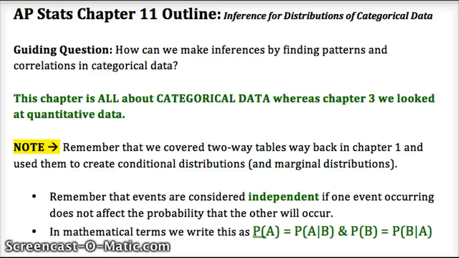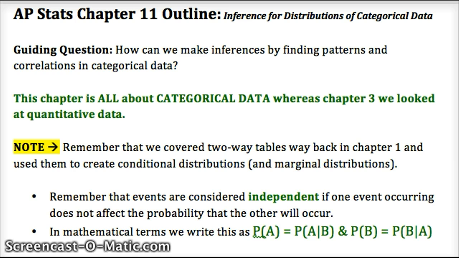This is our Chapter 11 outline, where we're looking at inference for distributions of categorical data, as opposed to quantitative data, which is what we looked at in Chapter 3. So a guiding question for the whole chapter is, how can we make inferences by finding patterns and correlations in categorical data? Remember, Chapter 3 was quantitative, and we looked at R and R squared to find the goodness of fit.